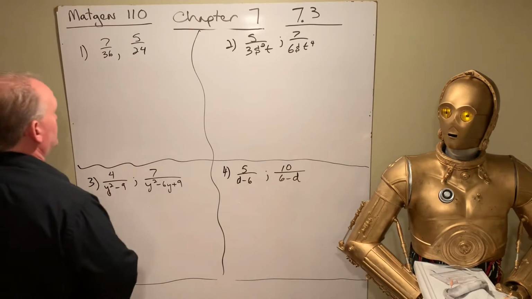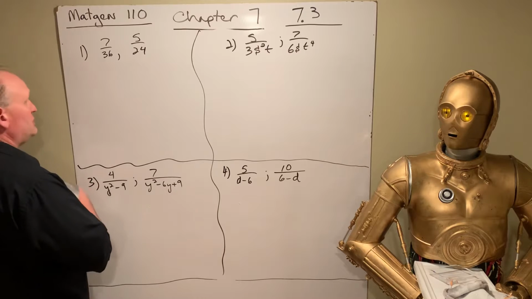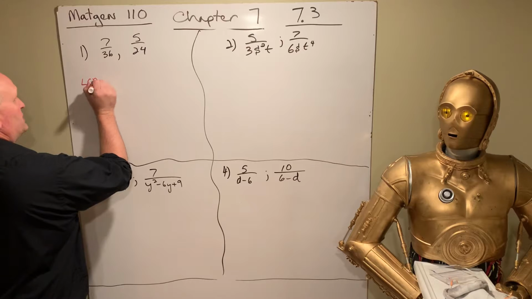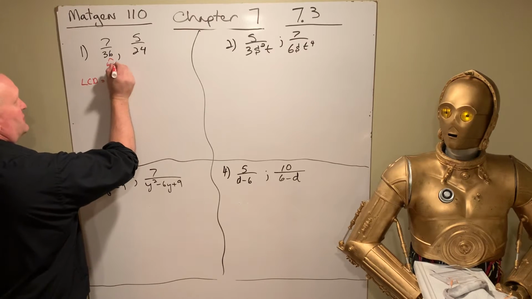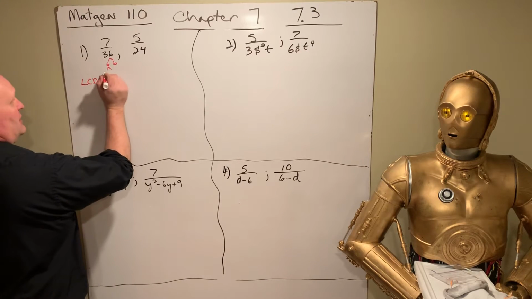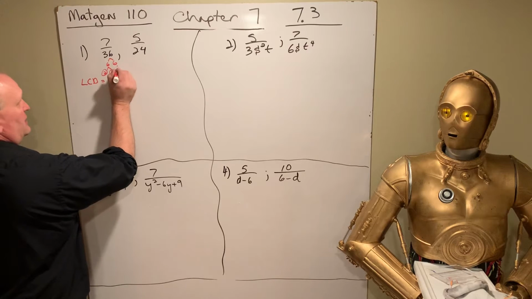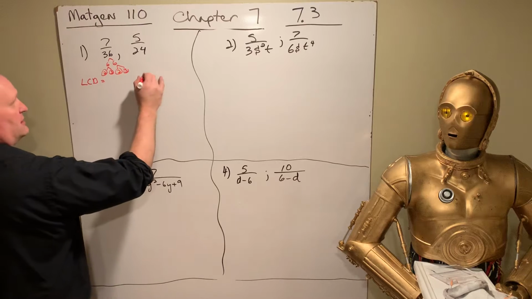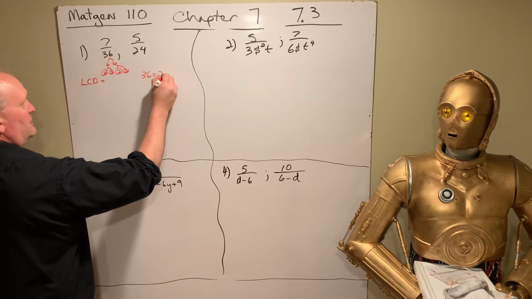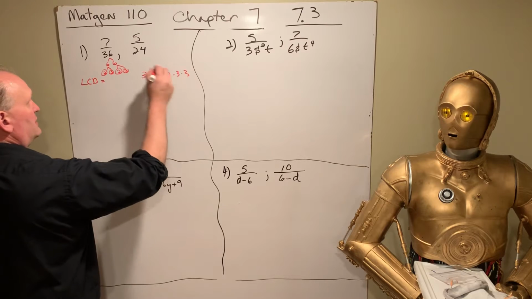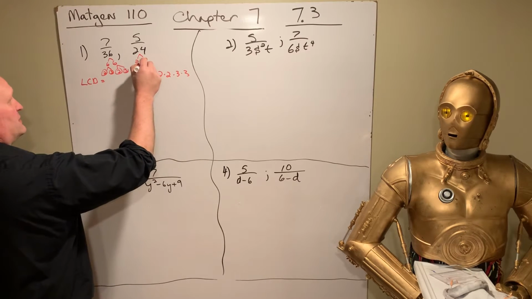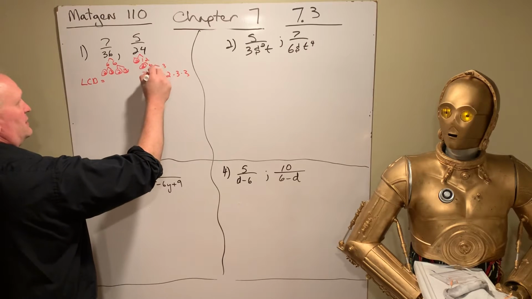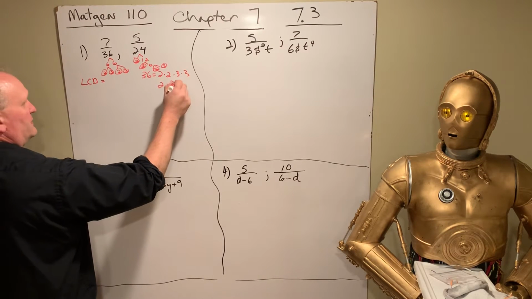We're finding the lowest common denominator. To do that, when it's numeric like this, we just break it down into its prime factorization. So that's all prime numbers. So this 36 is 2 times 2 times 3 times 3. 24 is 2 times 12, 2 is prime, 2 times 6, 2 is prime, 2 times 3. Is 2 times 2 times 2 times 3.